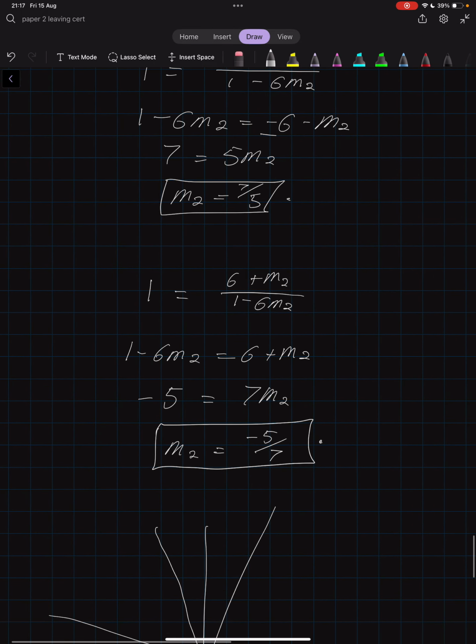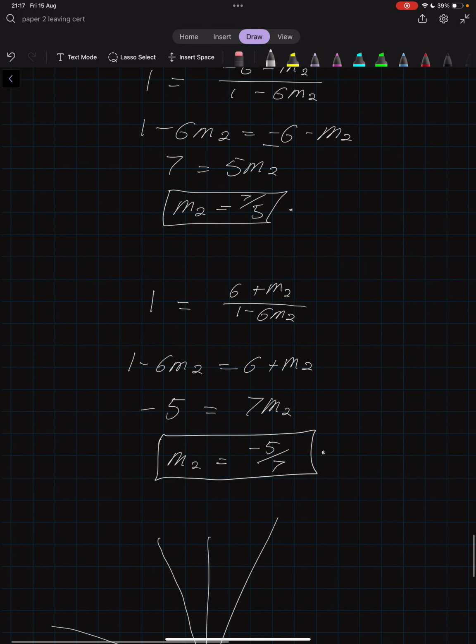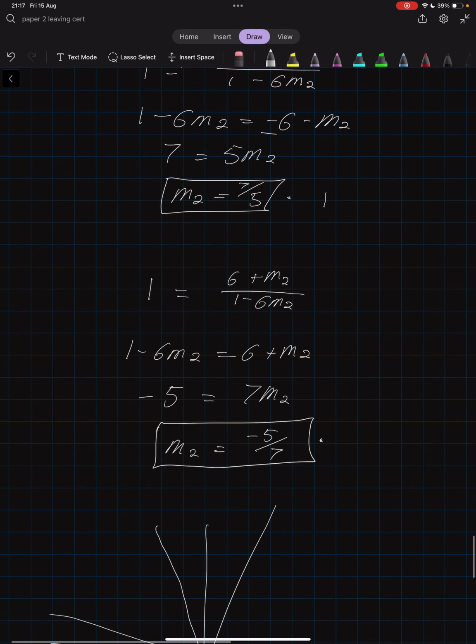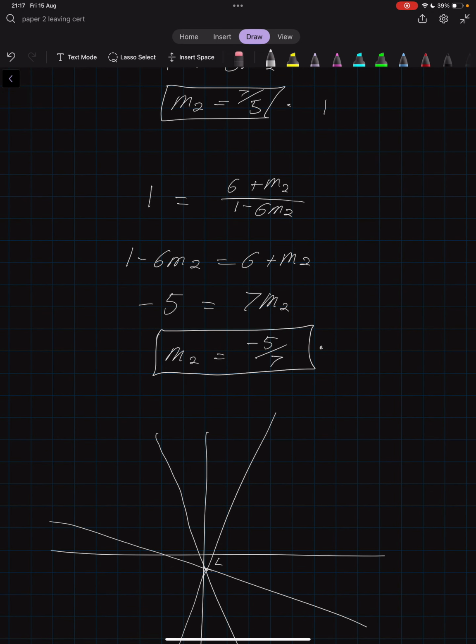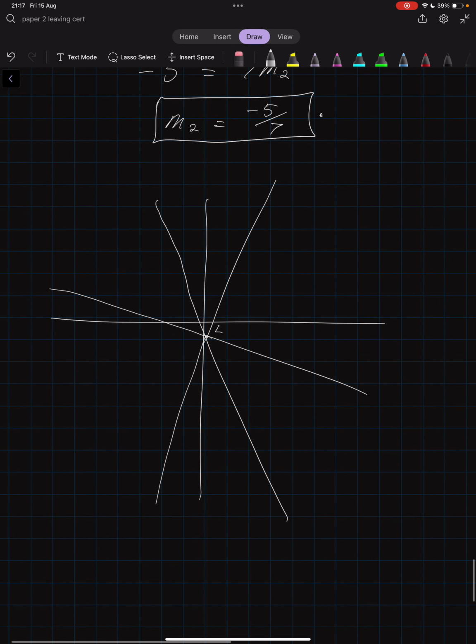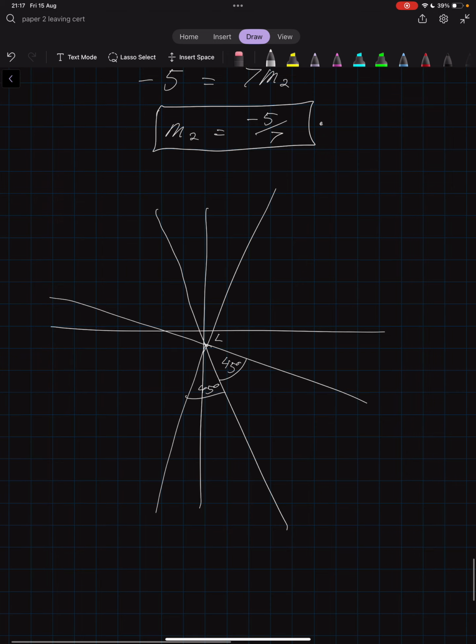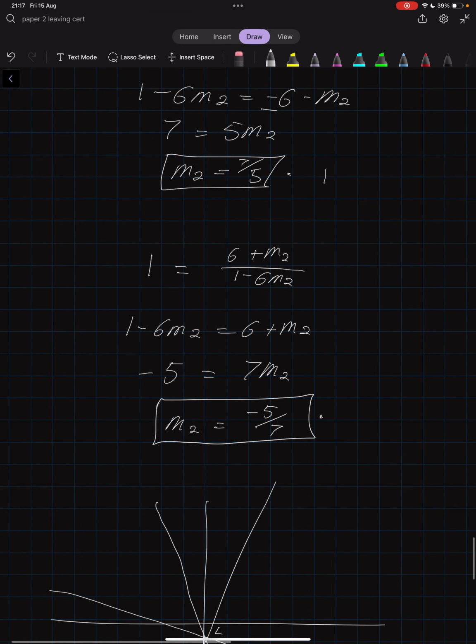That's how I knew that I was incorrect, because when I got the 1 up here, I said, oh, well, 1 times minus 5 over 7 is not equal to minus 1, and therefore I must be incorrect. Because this is 45, and this is also 45, whatever answers I get must also be perpendicular. Okay? All right, so that's kind of that.